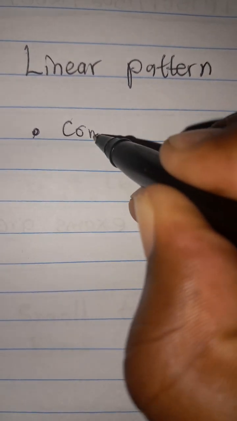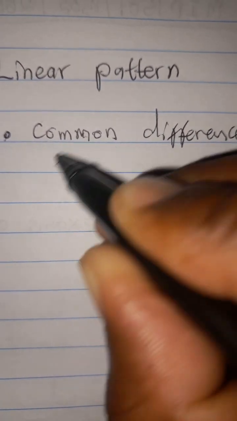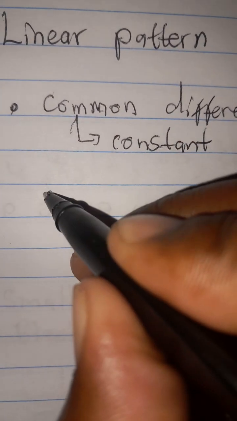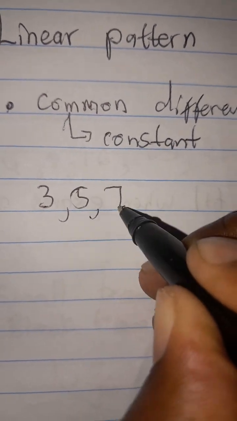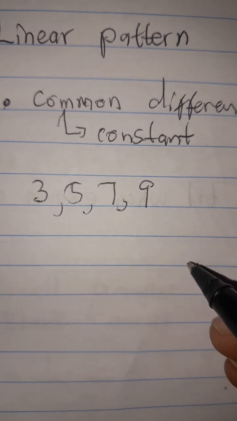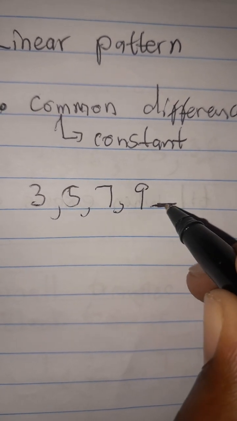So let's start with linear pattern. When we talk about a linear pattern, we are talking about a pattern that has a common difference, also called a constant difference. So let's consider that we are having 3, 5, 7, maybe 9. We need to find the other consecutive terms.